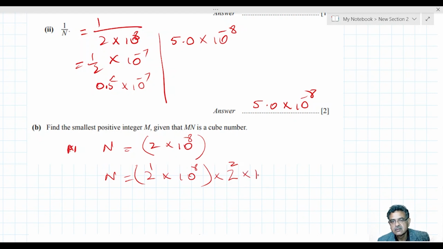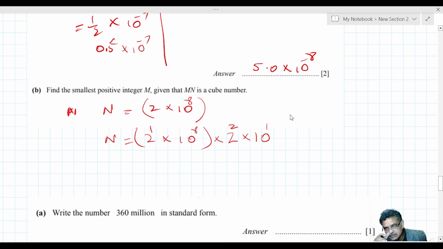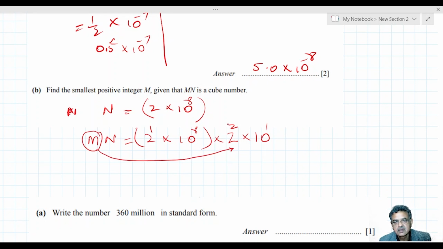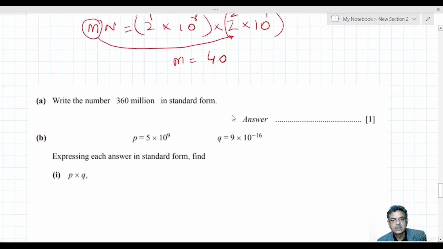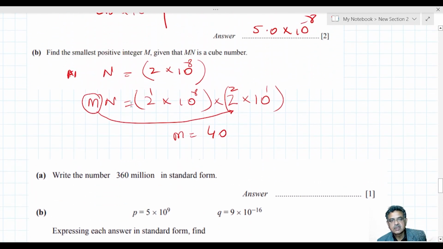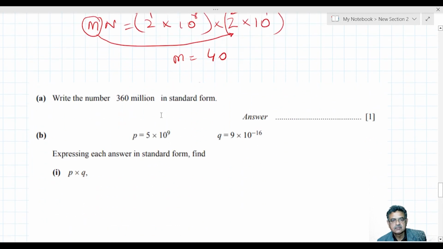And 10 power 1, 8 plus 1, 9. That will also become multiple of 3. So mn. Then value of m is this. This whole is value of m. 2 square 4, 10s are 40. So m is equal to 40. If value of m is 40, that way it will become a cube.